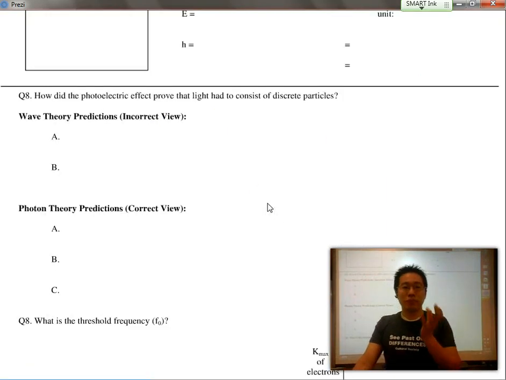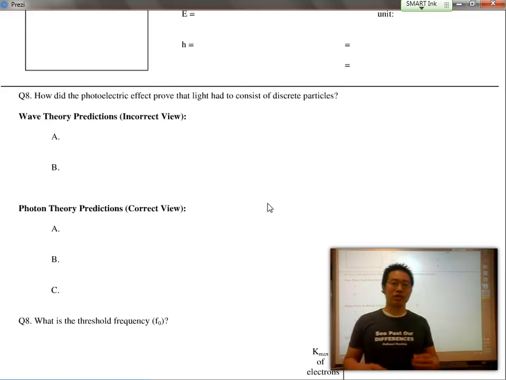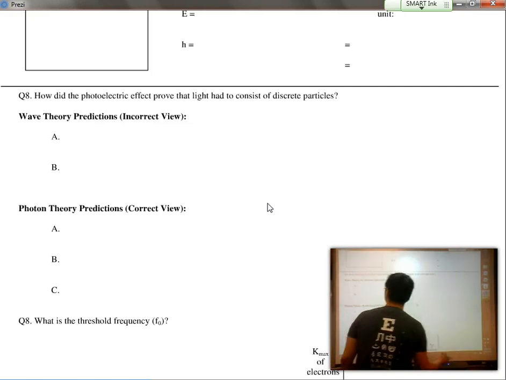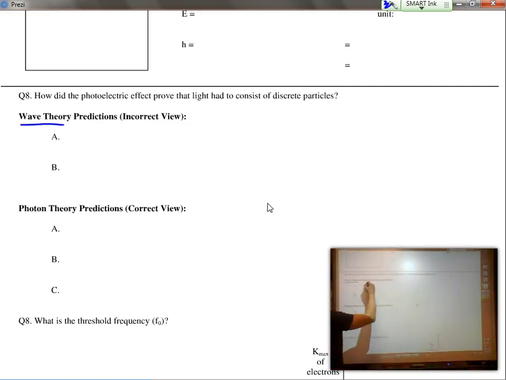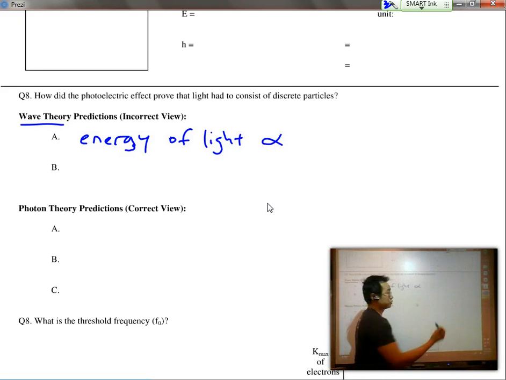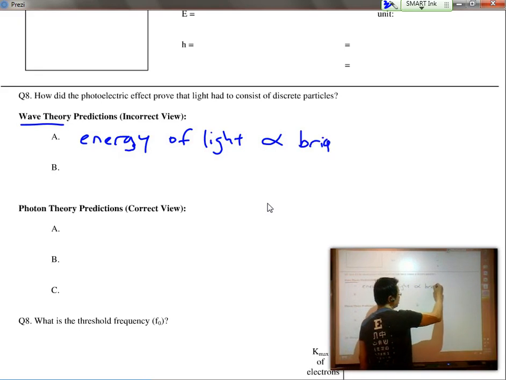One of the biggest confusing aspects of the photoelectric effect was that light, since it's believed to be a wave, under the wave theory, the energy of light should have been directly proportional to its amplitude, or in other words, its brightness.